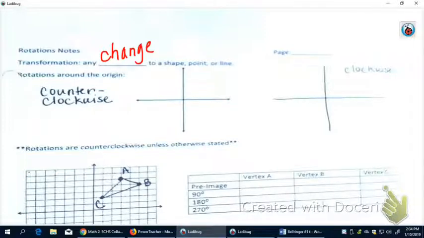Okay, so let's mark that on this paper here. Clockwise would go this way, around the circle, and counterclockwise would go the opposite way. You can put the arrows where you want to. That's just kind of the arrows to help us remember.